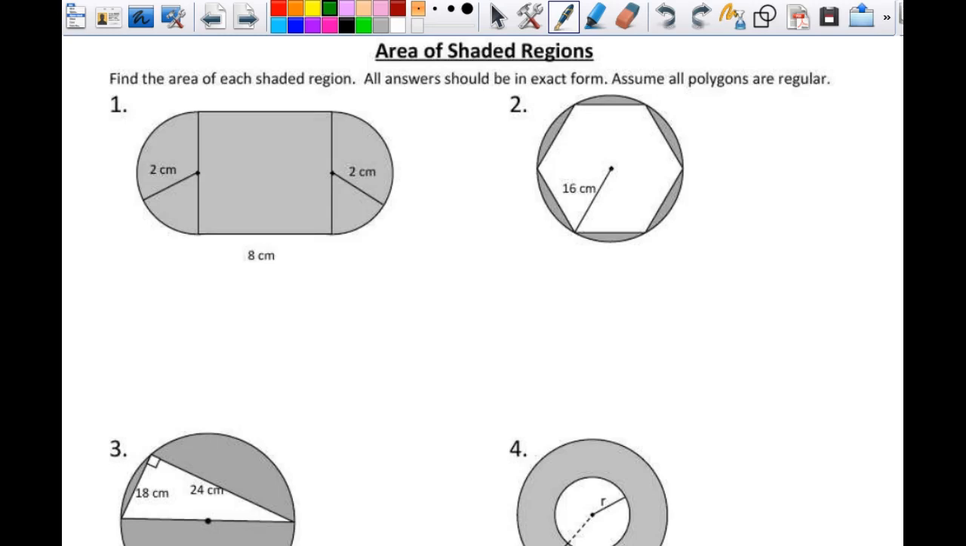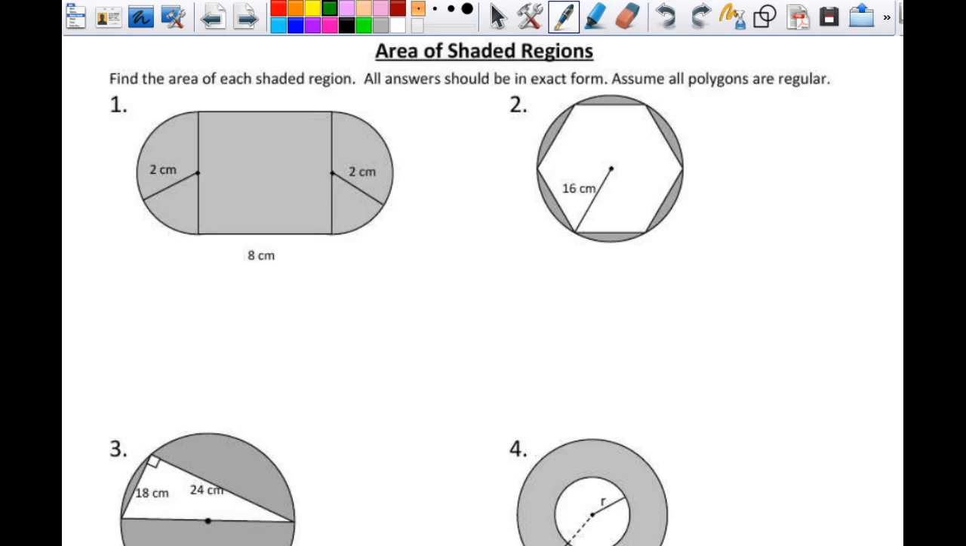All right, and so we're going to do number 2 together, and we are going to start. Each one of these has to have a plan. Sorry, lost my train of thought there for a second.